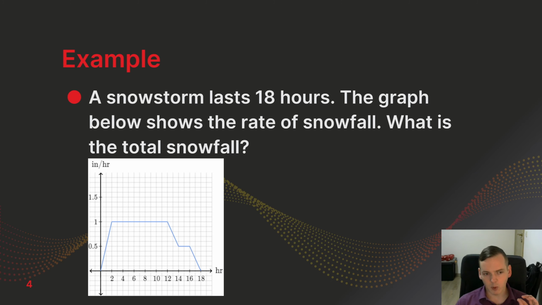So here's an example, and pardon the inches, it's just because it was one that was already ready. A snowstorm lasts 18 hours. The graph below shows the rate of snowfall. So you'll notice we have a graph of a rate, and then they're asking what's the total snowfall. Well, if we have the rate of snowfall, the area under that graph will tell you whatever it's a rate of, in this case, snowfall. So if I just find the area under this curve, between the x-axis and the function, that will tell me how much total snow we have.